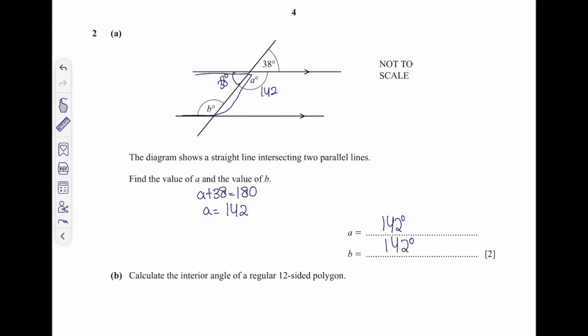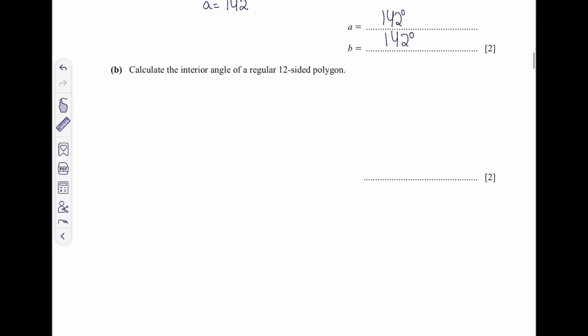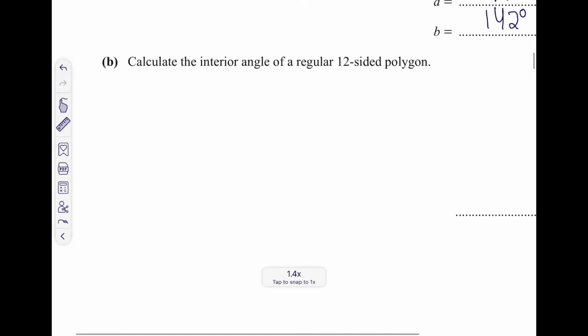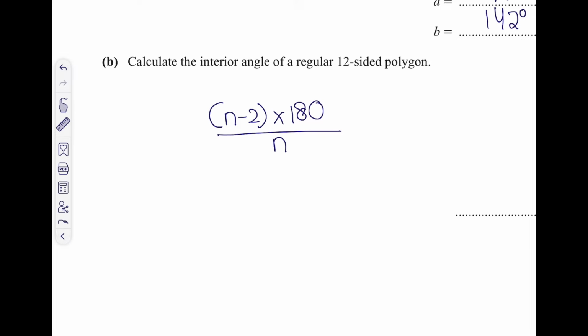Moving on, we have the next question, which is: calculate the interior angle of a regular 12-sided polygon. For any such questions, you have to do n minus 2 times 180. That would give you the sum of all the angles, divided by n, because n is the number of sides. So replace n with 12 here: 12 minus 2, times 180, divided by 12.